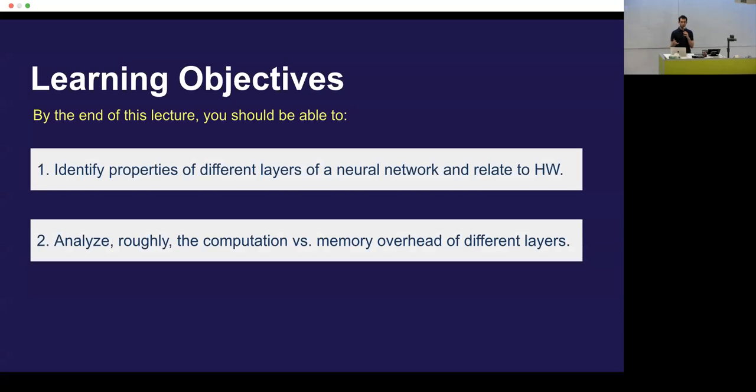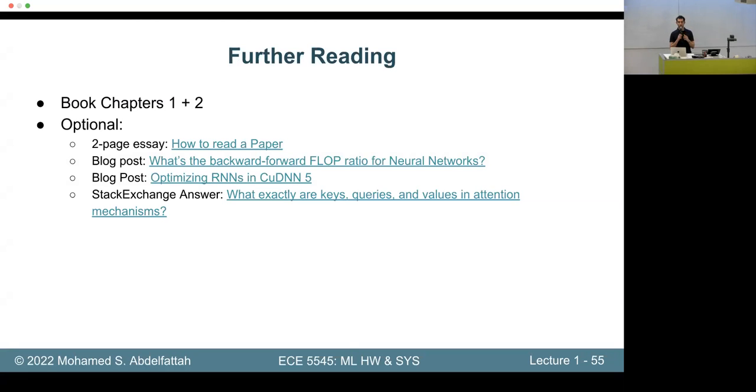So you should now be able to identify properties of different layers of a neural network. You should be able to analyze roughly the computation and memory overhead of different layers as well. In the next lecture, we will go over specific metrics and specific hardware design techniques to take into account these compute versus memory trade-offs. And for this lecture, here is the further reading, and there are these very interesting and quick reads, which I highly recommend, but are not required.